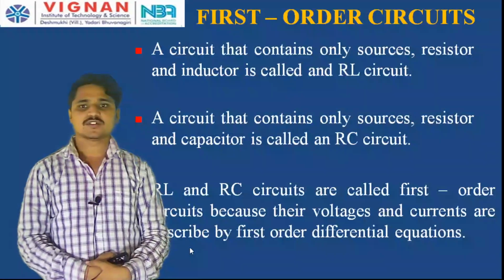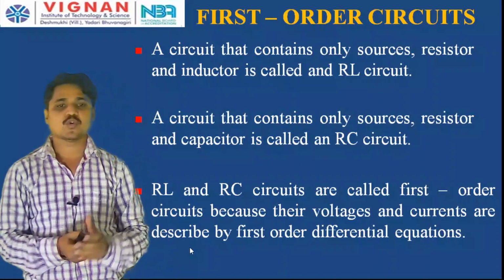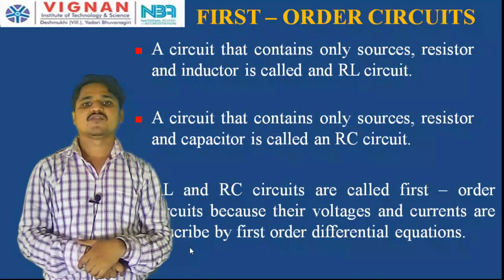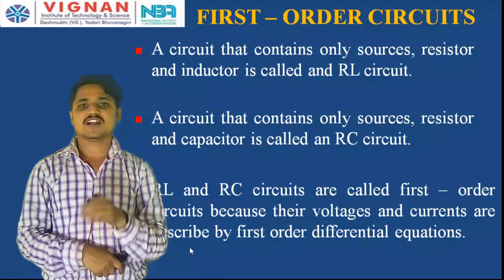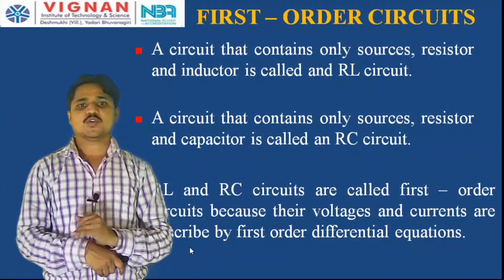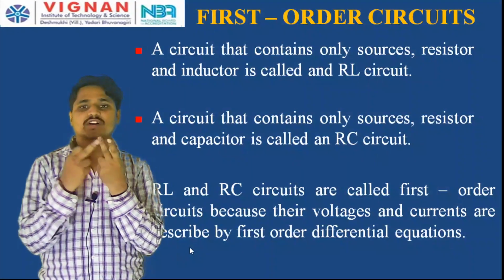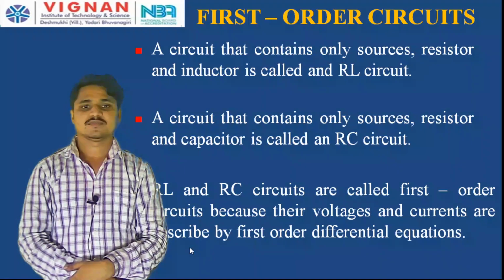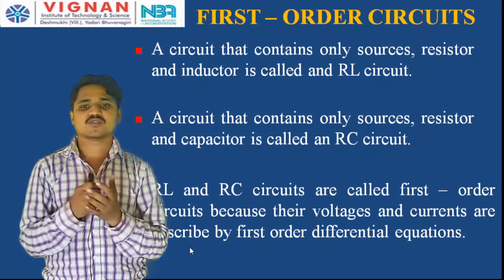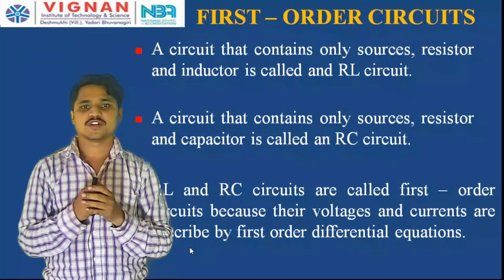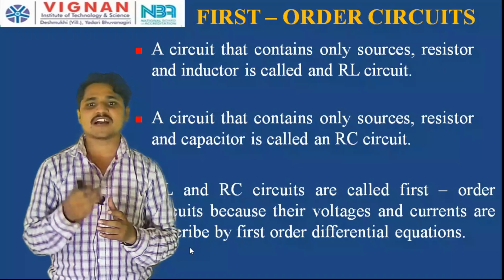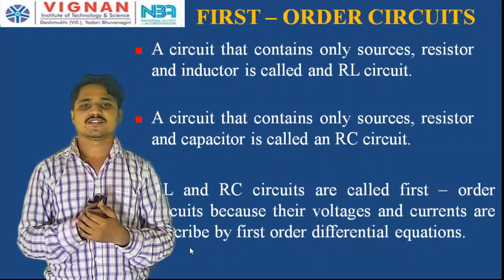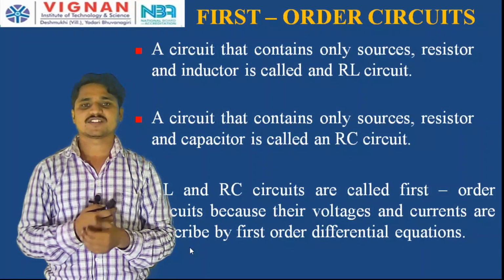First order circuits. A circuit that contains only one source, a resistor and an inductor is called a first order RL circuit. If the circuit contains only a source, resistor and capacitor, then it is called an RC circuit. These RL and RC circuits are called first order circuits because their voltages and currents are described by first order differential equations.